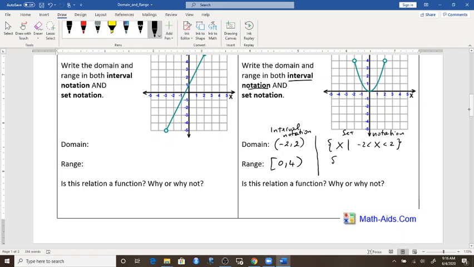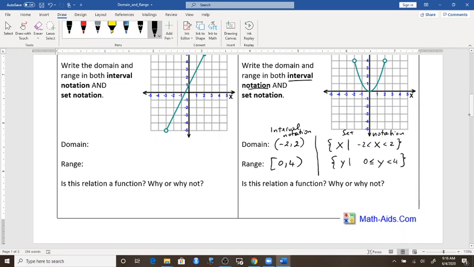And then for the range, we go to y, a bar, which means "such that," so these represent all the values of y such that y is between 0 and 4, but 0 needs to be included, so we're going to put an equal sign at 0. Alright, so that's how you write domain and range in set notation.